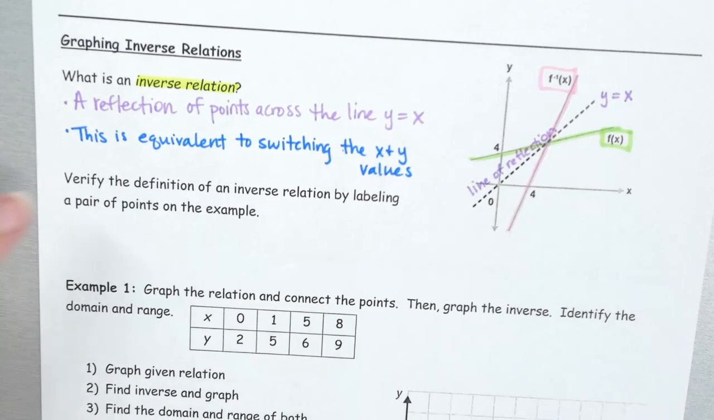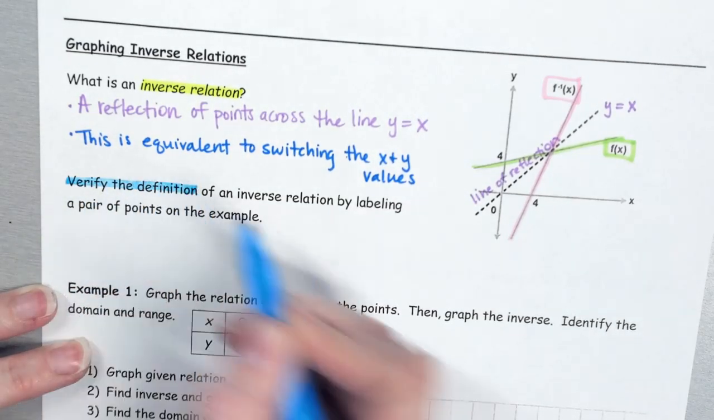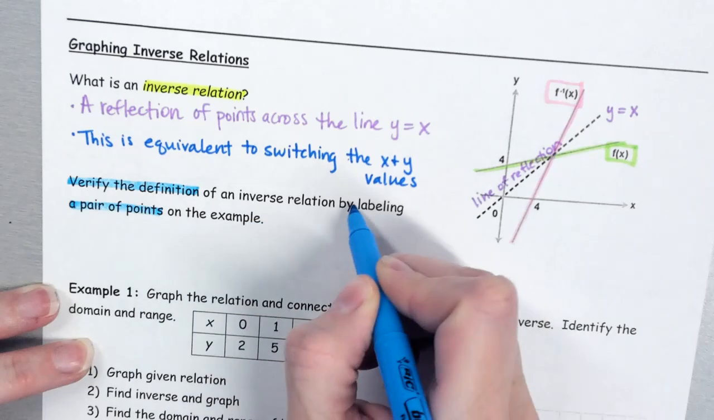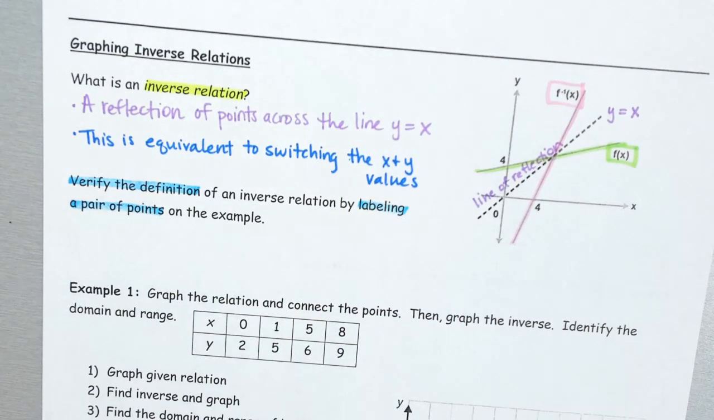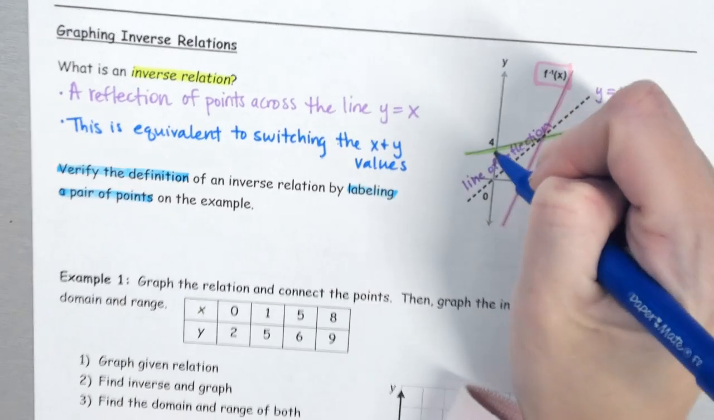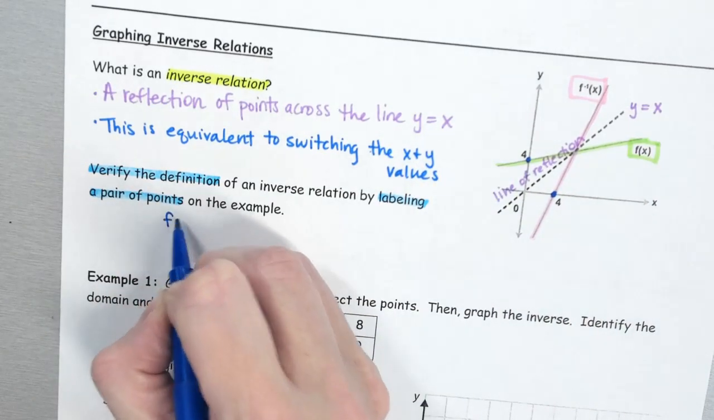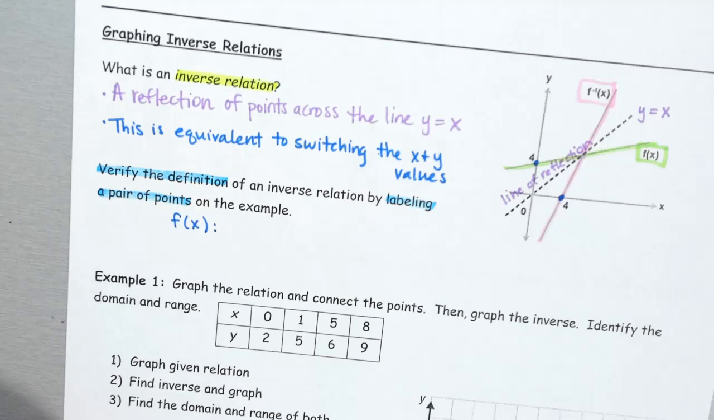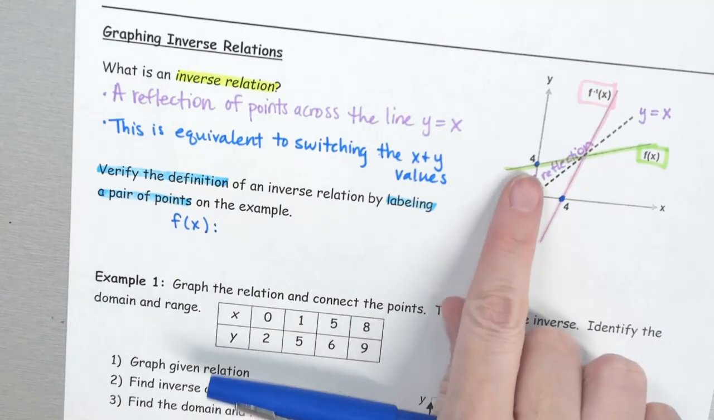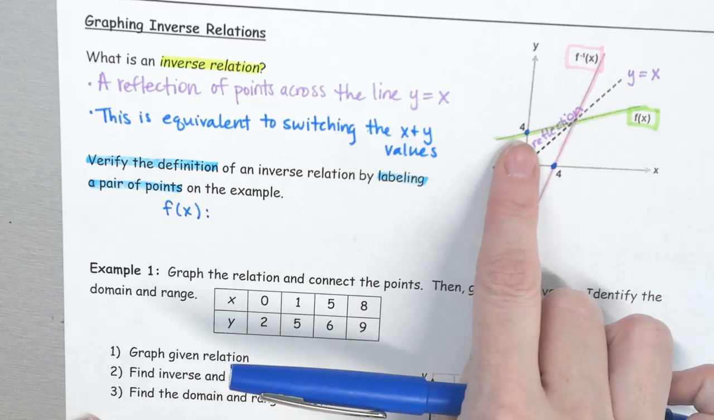All right, so this says we're going to verify the definition by labeling a pair of points on this example here. There's really only one thing to label. Can you guys find the only thing that's labeled? What's the only number that's labeled on that? Yeah, you have the 4. So you have the 4 here, and then you have the 4 here on the x-axis and on the y-axis. Let's look at the f of x. On f of x, what is that point? How do I write that as a point? 0, 4. Yeah.